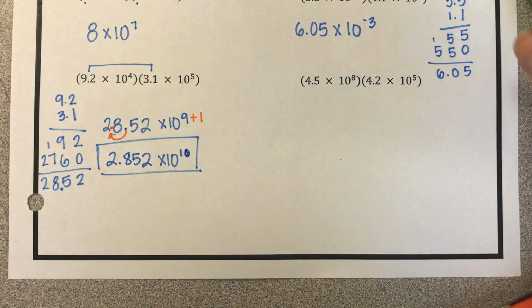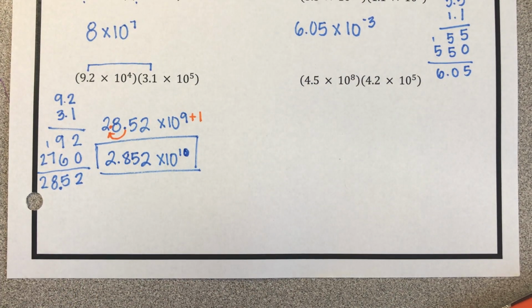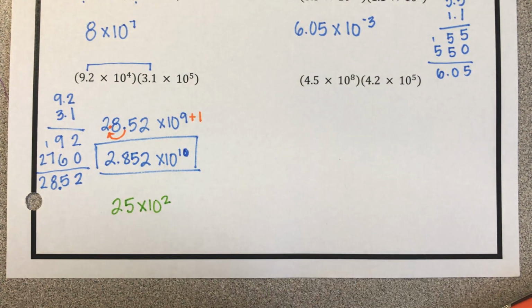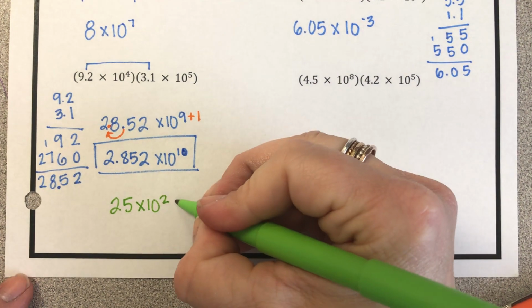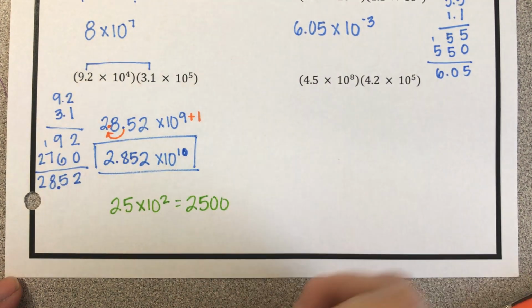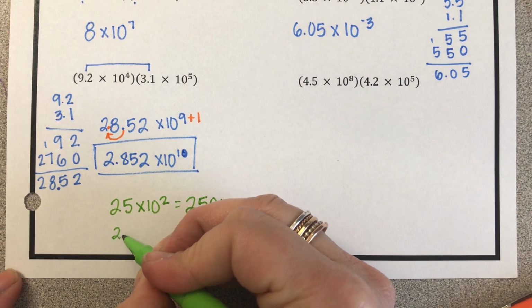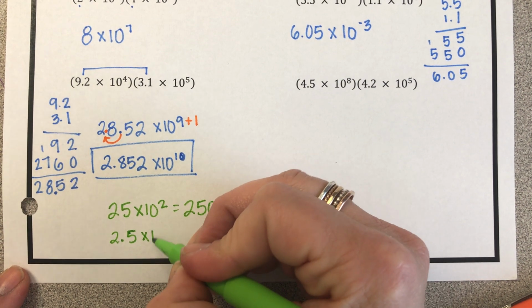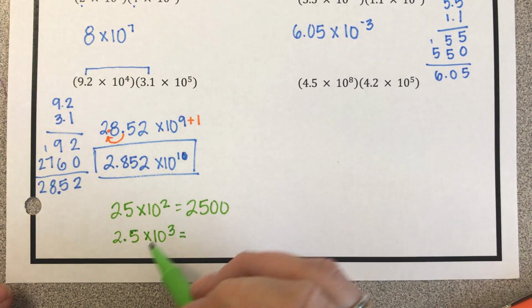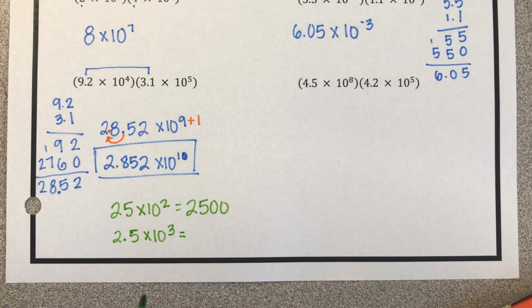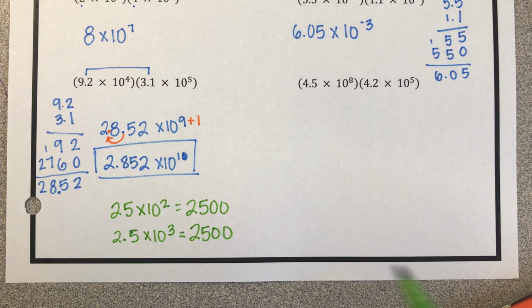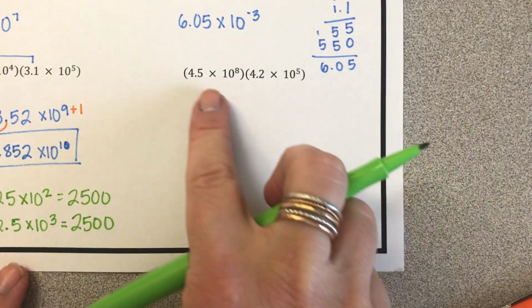Okay, so really quickly, let's just talk about what I did over here. If I gave you 25 times 10 squared, that's 25 times 100. That's 2,500. So if I moved the decimal point over 1, that's 2.5. That means essentially I have to move this decimal point over by adding a third power of 10. 10 to the third, 10 times 10 is 100. 100 times 10 is 1,000. 2.5 times 1,000 is 2,500. That's how that works.